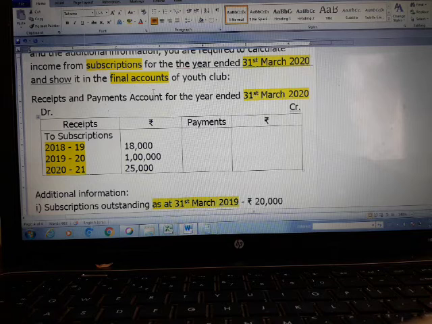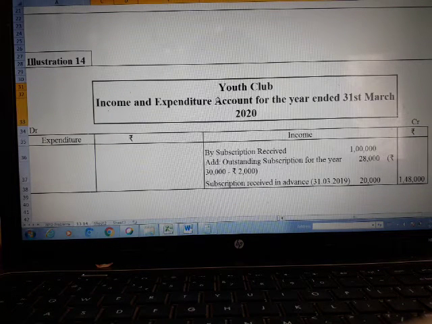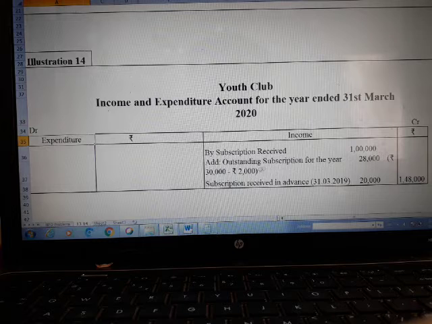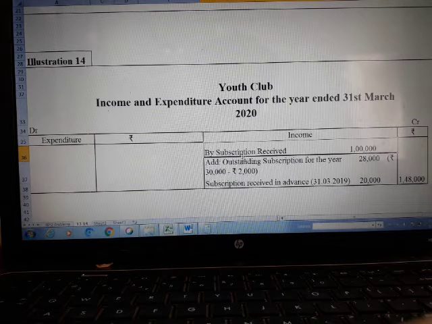If you look at here, accounts of Youth Club. I am preparing the Youth Club income and expenditure account for the year ended 31st of March 2020, the expenditure account and the income side. I have to show the treatment of subscriptions only, so I am just preparing the subscription account only. First thing is the receipt of subscription, what I received.